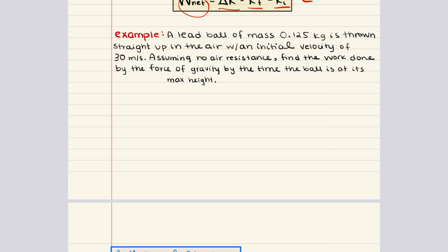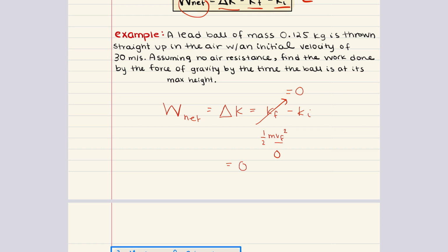And the work-energy theorem says that the net work done on an object is equal to the change in kinetic energy. So this is final kinetic energy minus initial kinetic energy. Now, for this problem, we're throwing the ball up, it's reaching its maximum height. At its maximum height is where we're going to be calculating the final kinetic energy. Now, final kinetic energy is equal to 1/2 m v final squared. The velocity at that maximum height is going to be equal to 0. So this whole term is going to be equal to 0.